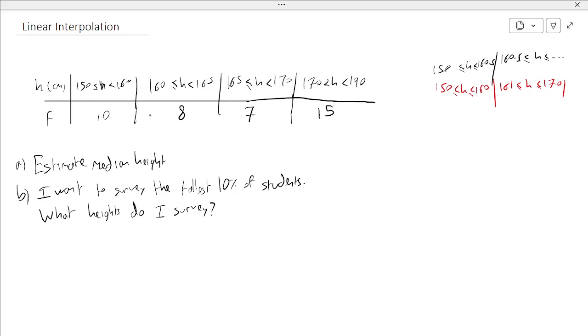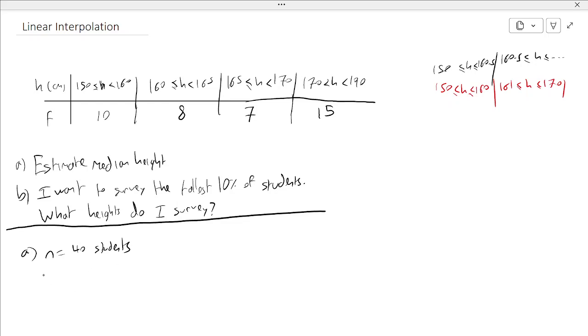So how do we estimate the median height? This is just the basics of the interpolation. For the median height, you need to say how many students do I have? If you add up all the numbers, 10, 8, 7, 15, that is 40 students. It's going to be really helpful to figure out, for every number I write, is it a student or is it a height? So 40 students.